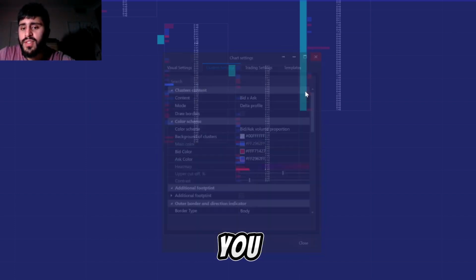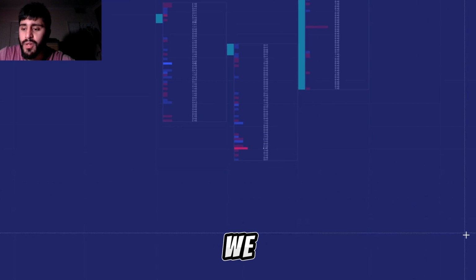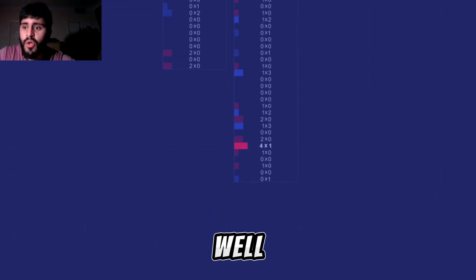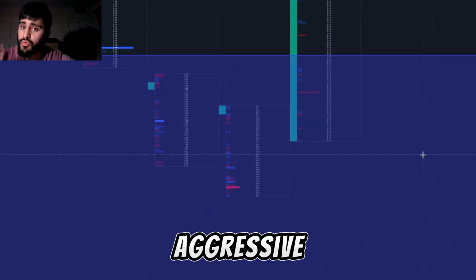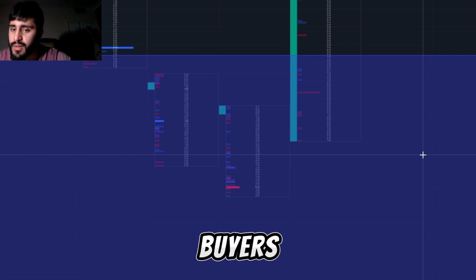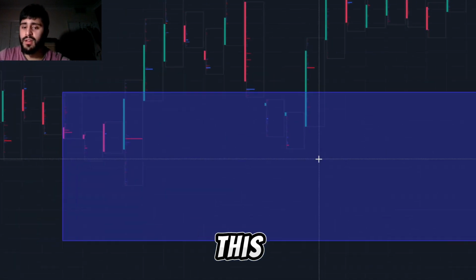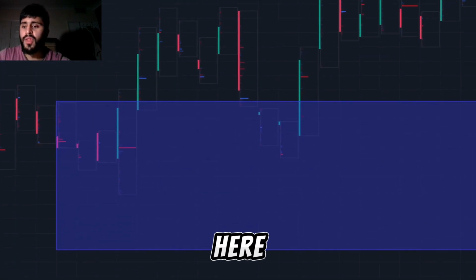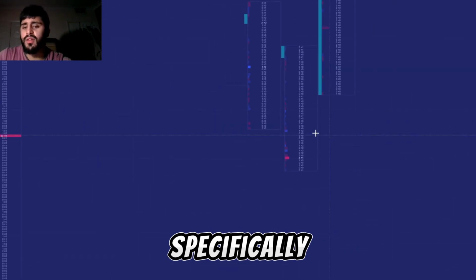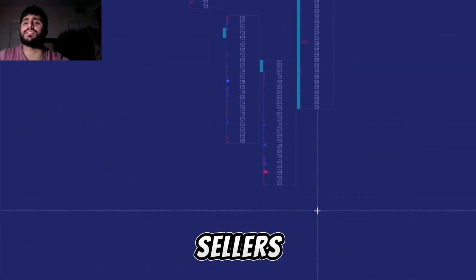So in this case, when you see a very, very dark red over here, and we also have some other red down here as well, what that means is that there's more aggressive sellers than there are aggressive buyers. So when you see so many aggressive sellers in this region, but they're unable to break this level, because notice how we have a fair value gap over here. But when we dive into the candle specifically, we can see that aggressive sellers are present.